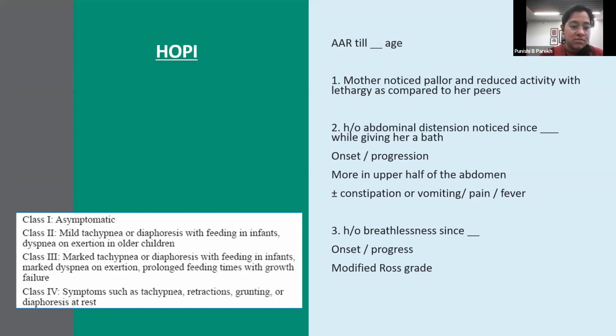So, like class 1 is asymptomatic, 2 is mild tachypnea or diaphoresis while feeding in infants. Because this is an infant, let's talk with respect to that. 3 is marked tachypnea or diaphoresis while feeding. That means there's some kind of activity or exertion that's going on. Class 4 is symptoms even at rest. Okay, so let's say she had modified Ross grade 3 of breathlessness, that the mother noticed that she had marked tachypnea, diaphoresis, feeding difficulties, you know, while she was breastfeeding.